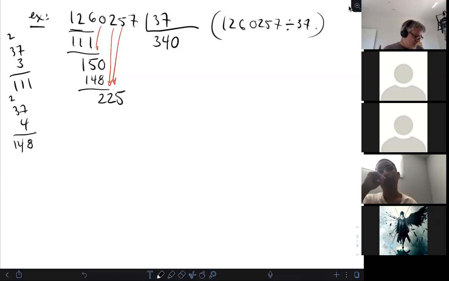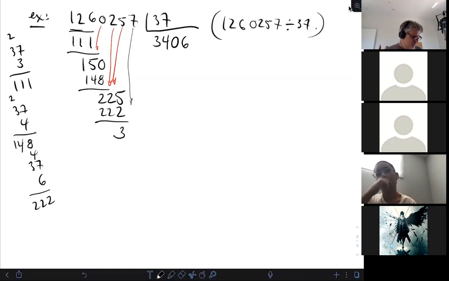Now 37 into 225, maybe 7. 7 looks too big. 6. 6 times 37 is 222. I get 3. Bring down the 7. I won't write it in red. And whoo-hoo, it goes 1. Remainder is 0. Okay, so it could have been non-zero. Just keep that in mind.